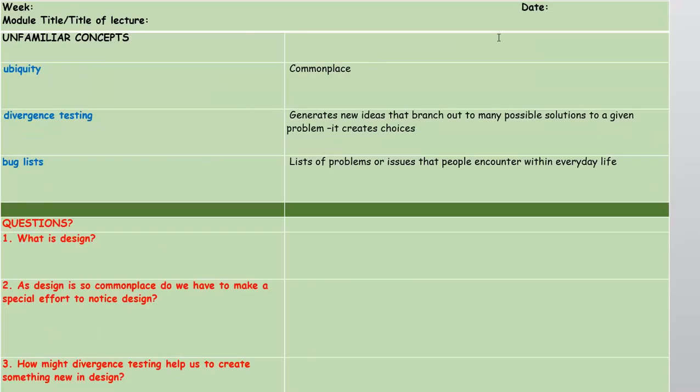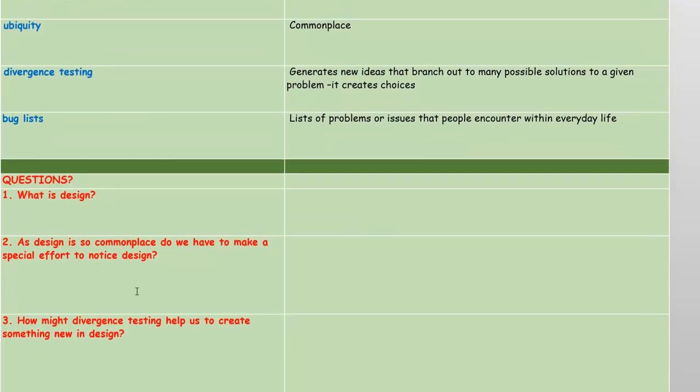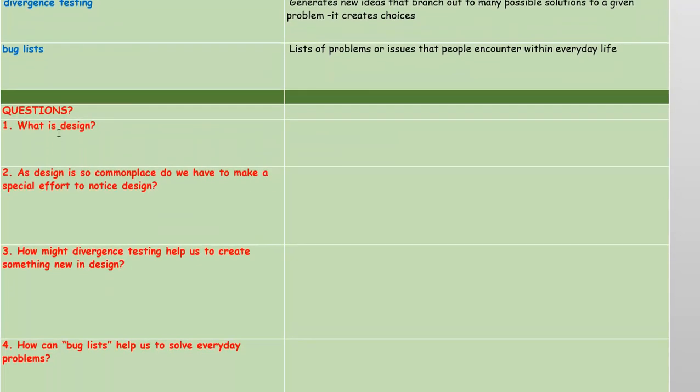Now you can see the framework is beginning to build, and here are my questions. What is design? As design is so commonplace. Now I've replaced ubiquity with commonplace because I now know what that means, and I find the term commonplace easier. So you can see I've put in my questions, and I'm ready to go off and read and find the answers. Please also note that I've numbered these questions.